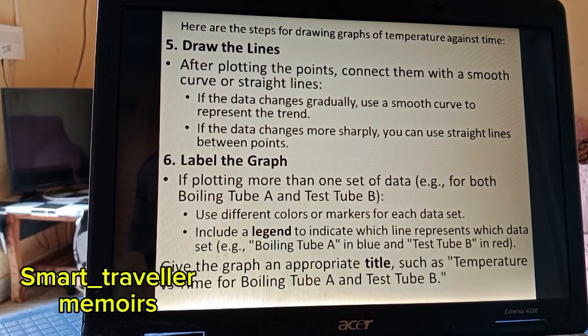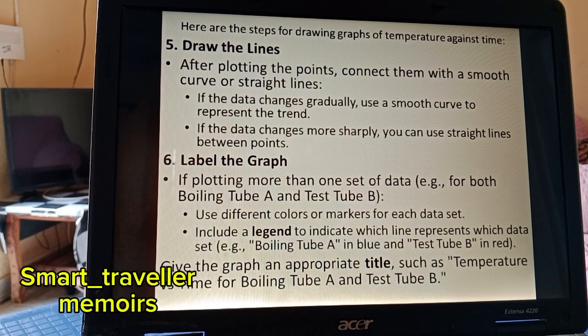Draw the lines. After plotting the points, connect them with a smooth curve or straight lines. If the data changes gradually, use a smooth curve to represent the trend. If the data changes more sharply, you can use straight lines between the points.